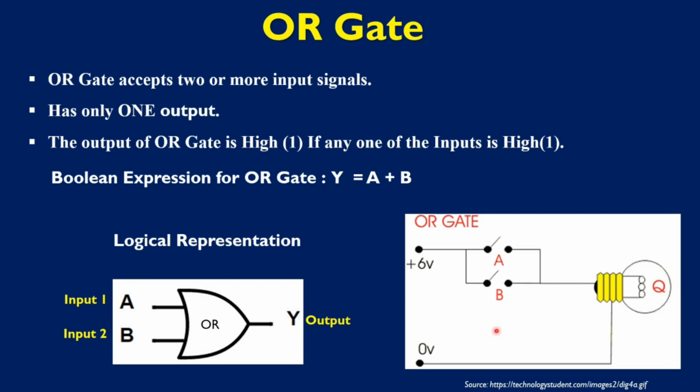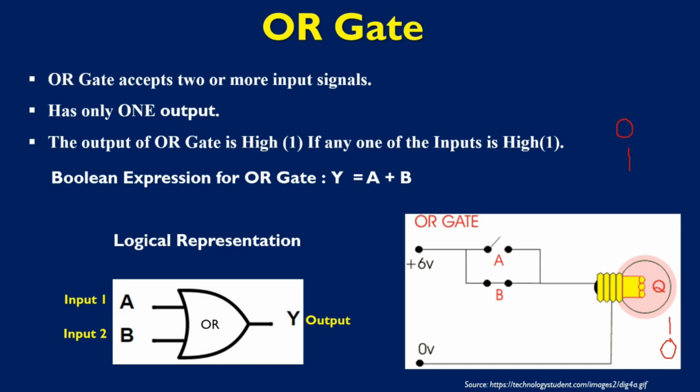This electrical circuit shows the working of the OR gate. Here A and B are two switches and this is a bulb. The bulb is the representation of the output. When the switches are open, then logic is taken as 0. When the switches are closed, then the logic is taken as 1. Similarly for the bulb, if the bulb glows, then the logic is taken as 1. And when the bulb is off, then the logic is taken as 0.